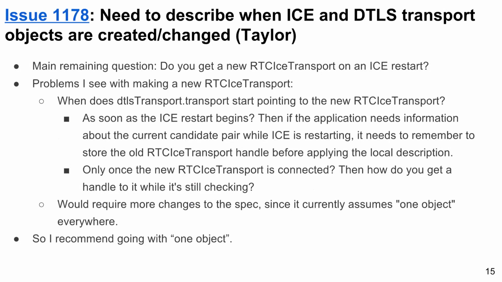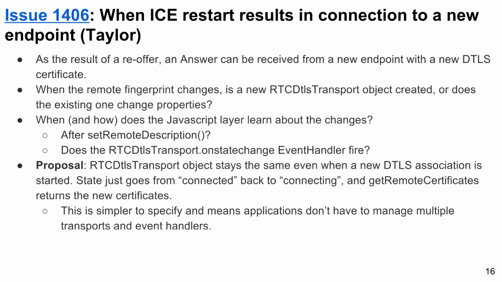All right, so it sounds like there's consensus that you do not get a new RTCIceTransport object on ICE restart. The existing object gets new candidates and state changes according to the state table we defined. Right. So the resolution is to go for one object, as you recommend. And then 1406.